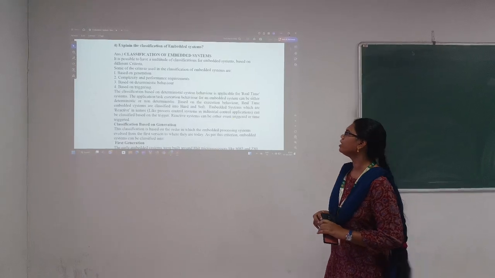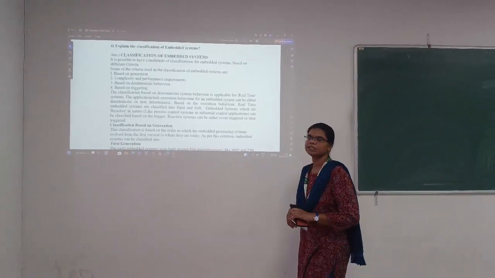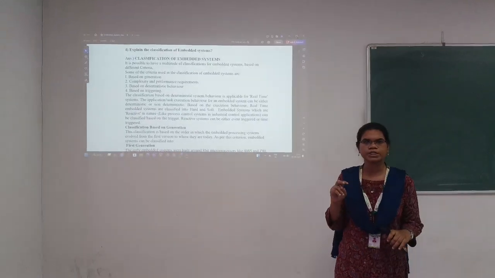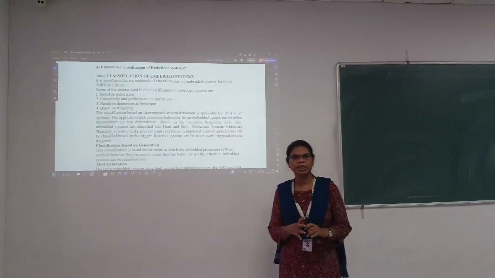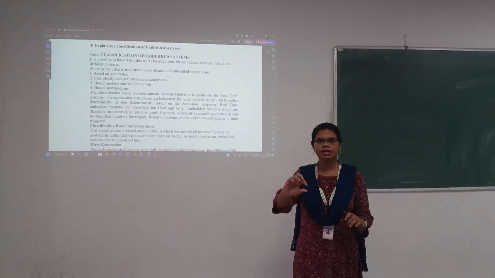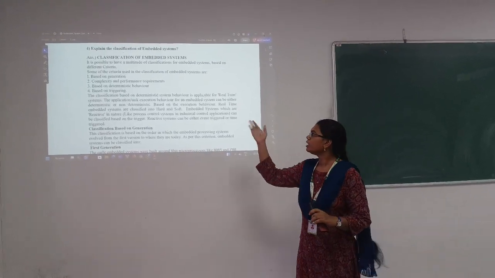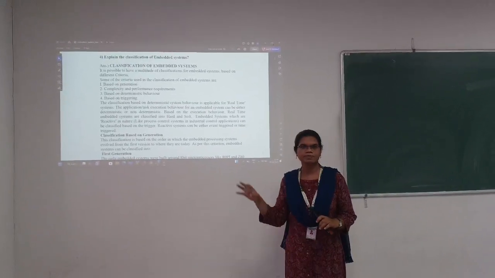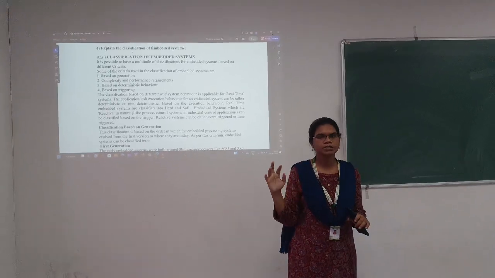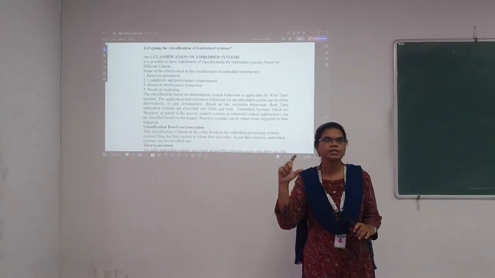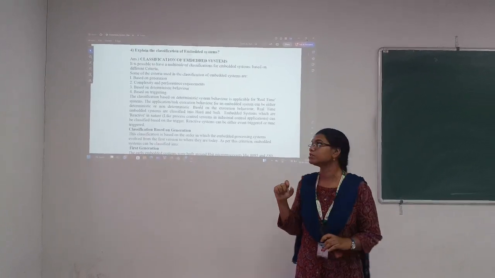Okay. First we will see based on the deterministic behavior. So what is deterministic behavior? We have already discussed what is deterministic behavior. For the particular input we can expect a certain output, okay, certain desired output, which is said to be a deterministic behavior. Okay, it has been divided into two, hard real-time systems and the soft real-time systems.